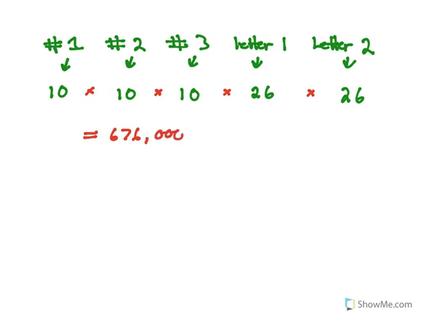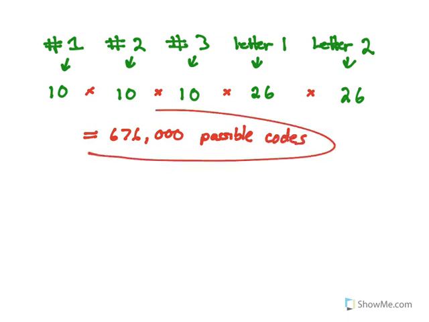676,000 possible codes. So that's quite a bit, okay, plenty to make, all right? So if you have that many products in the store, then you can generate a code for each one of those products. So it's pretty amazing how you can get that many possible outcomes, okay, when just giving 3 numbers and 2 letters.